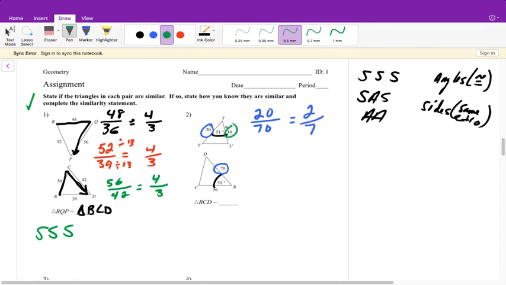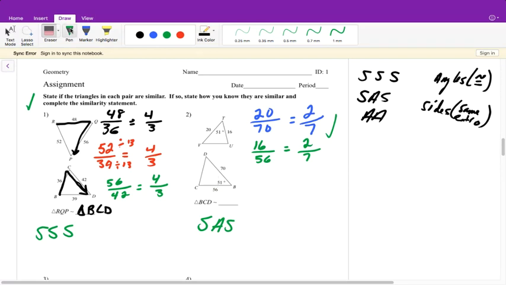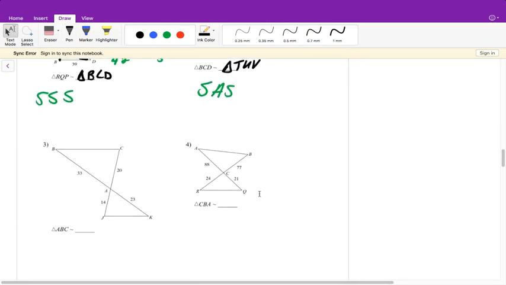All right, then 16 is the smallest of the two, and so is 56, so 16/56. Well, 8 divides evenly into both of these, so it would be 2/7 as well. So since both of these are the same and the included angle is the same, it is side, angle, side. And now to write our similarity statement, we look and see, what did they give us first? They did BCD, so they went through the smaller of the two sides. So it's got to be TUV. So triangle TUV. All right, let's move on to the next one.